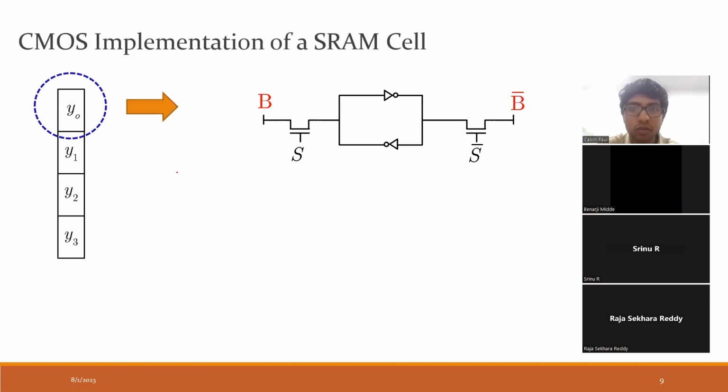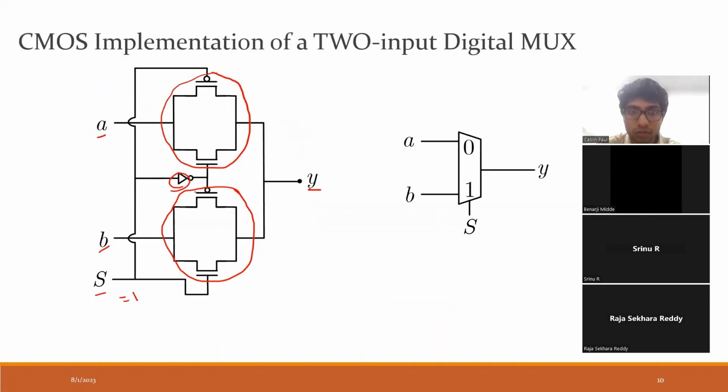Okay. This one. So this consists of a 2 input digital mux. There are 2 inputs A, B, and this is select line S. This is the output Y. So the input goes to the output via transmission gates. This is transmission gate 1, this is transmission gate 2, and that is controlled by this select line S. This select line S controls which transmission gate is on.